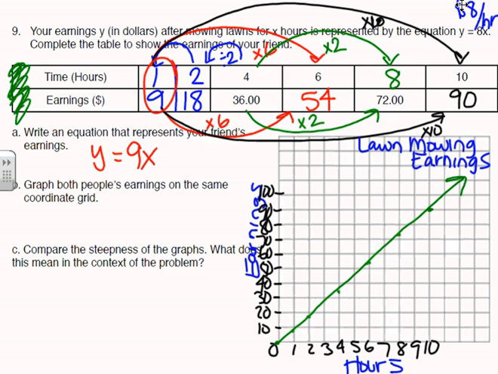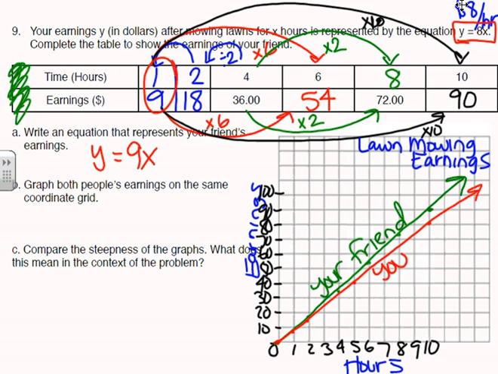Then let's do red to represent y equals 8x. You make $8 an hour, so if you work 0 hours, you get $0. 1 hour, you get $8. 2 hours, you get 16. We could jump and do 5 hours would be $40, and 10 hours would be 80. So it's a straight line through the origin, and we get a second line. Let's also label these. This is you, and in green, your friend. A key would also work.